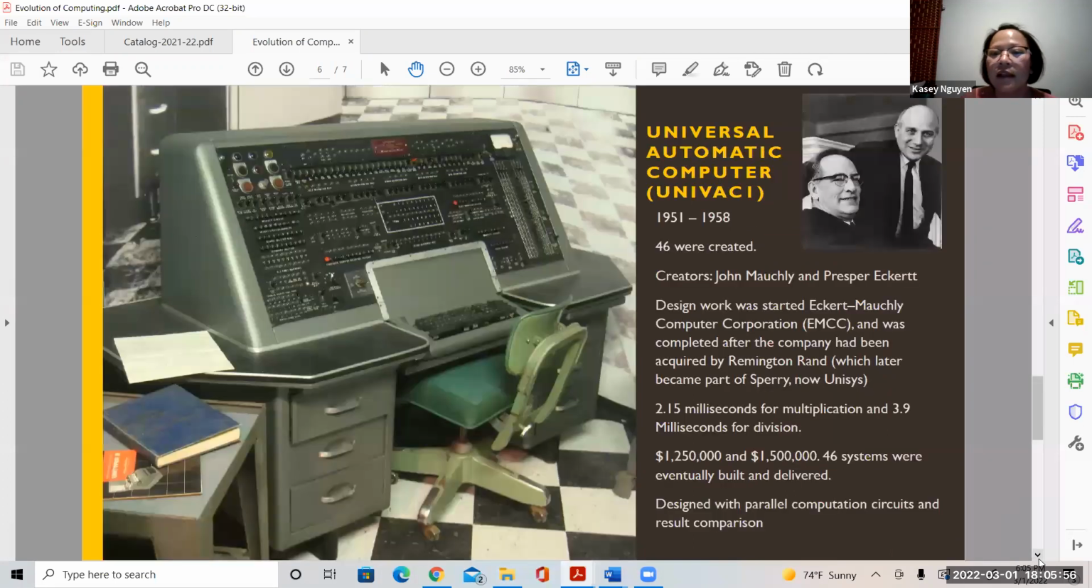Okay. And then UNIVAC came out in the late 50s, and the team that previously created the system modified the system and created what you see with the UNIVAC 1. And this was actually for a government project as a research project with the university. So it cost about $1.5 million, and 46 systems were built and delivered. It was, again, used for basic calculations and computations.